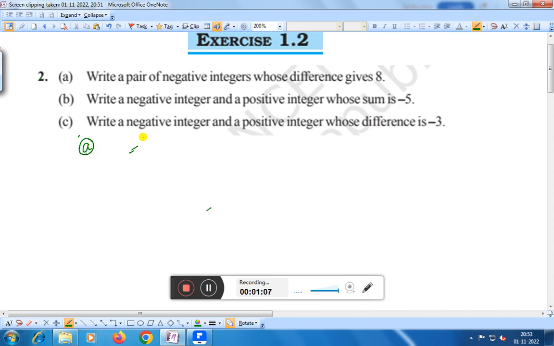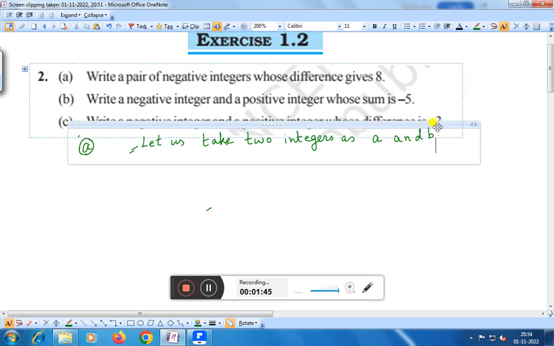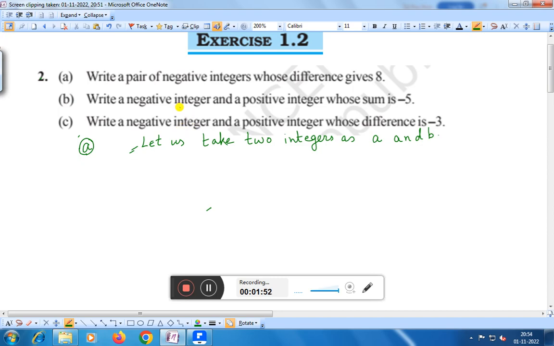Let us take two integers as A and B. According to the question, write a pair of negative integers whose difference gives 8. That is A minus B. Therefore, you have to take A minus B such that it gives the result 8.